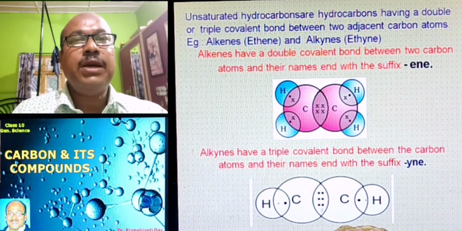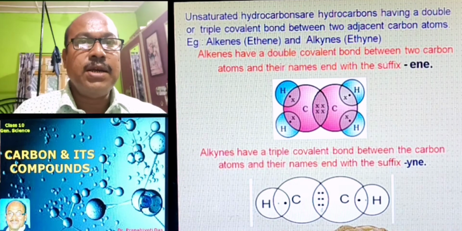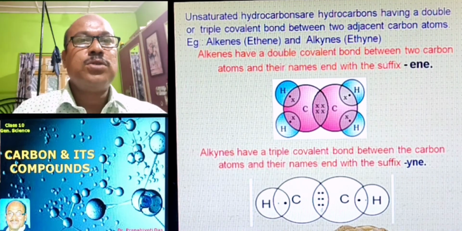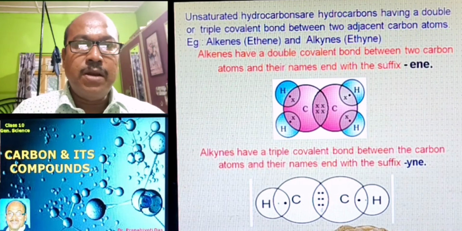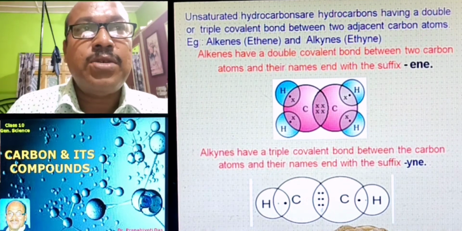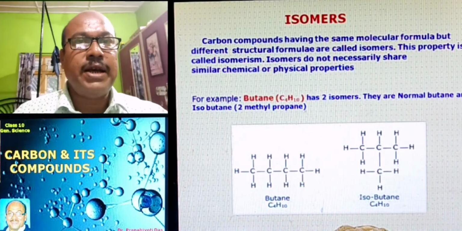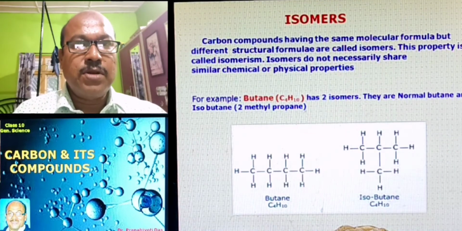But in case of alkyne, now what we were discussing, it will become ethyne. So ethane, ethene, ethyne. Similarly, propane, propene, propyne. Similarly, butane, butene, butyne. In this way, we can get the saturated and unsaturated hydrocarbons.